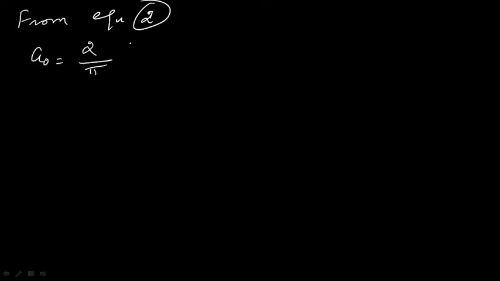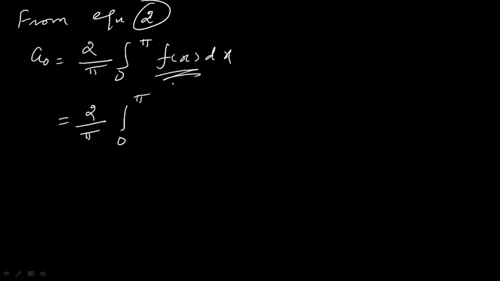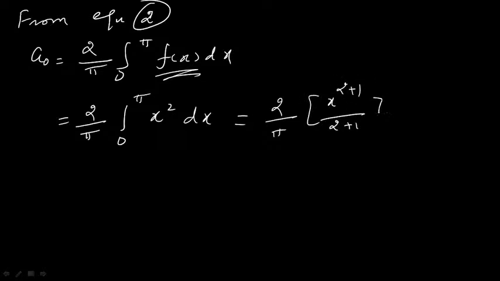So first we have to calculate from equation 2. From equation 2, we calculate the value of a naught. So a naught is equal to 2 by pi integral 0 to pi f of x dx. You know what the given function f of x is? Just replace f of x by x square dx. You know the integral of x square dx, isn't it? 2 by pi, we make use of the formula, that is x power n plus 1 divided by n plus 1, isn't it? That is 2 by pi of x cube divided by 3 with the limit from 0 to pi.